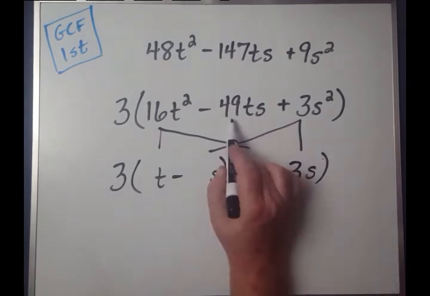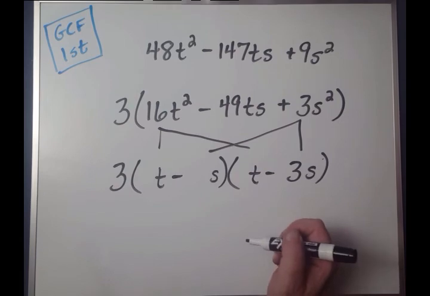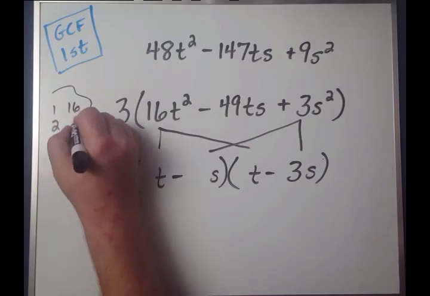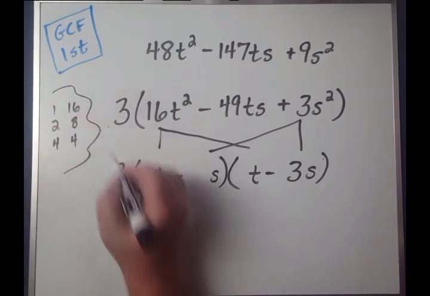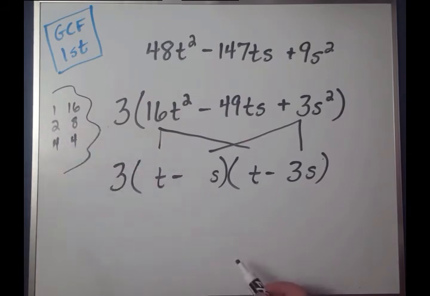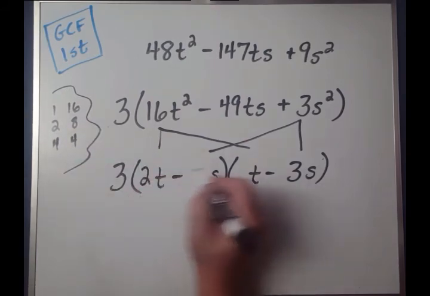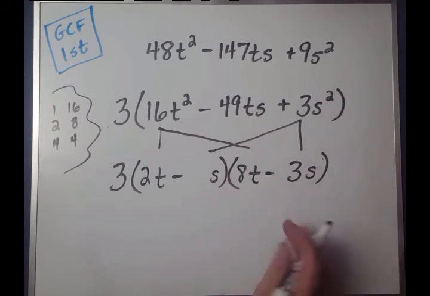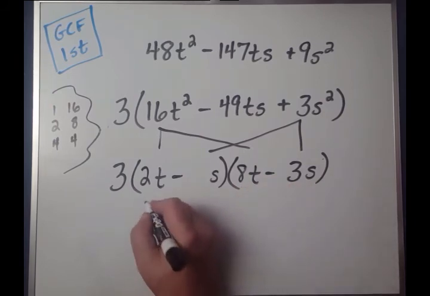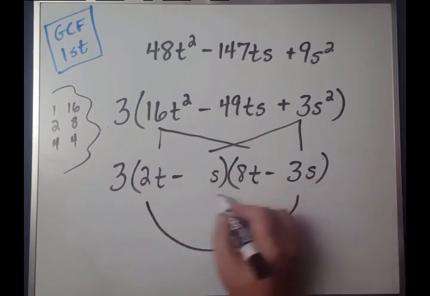Now, 49 is kind of big compared to the other two numbers in this problem. So I'm thinking with my 16, 1 and 16, 2 and 8, 4 and 4. How about we start in the middle again with that 2 and that 8? How about a 2 here and an 8 there? My gut tells me this is already wrong. I think I want the bigger number to be on the outside with that 3. But let's go ahead. I've already written it.